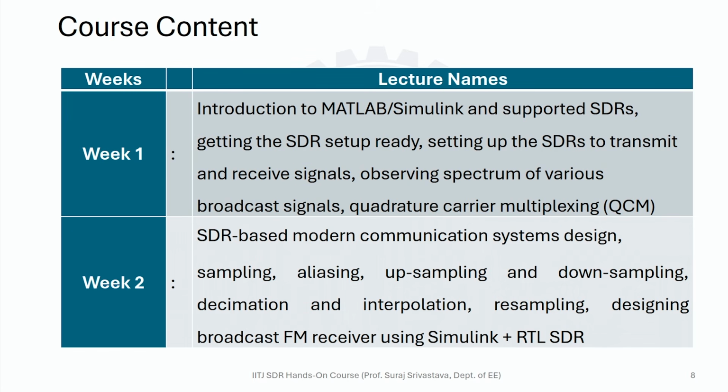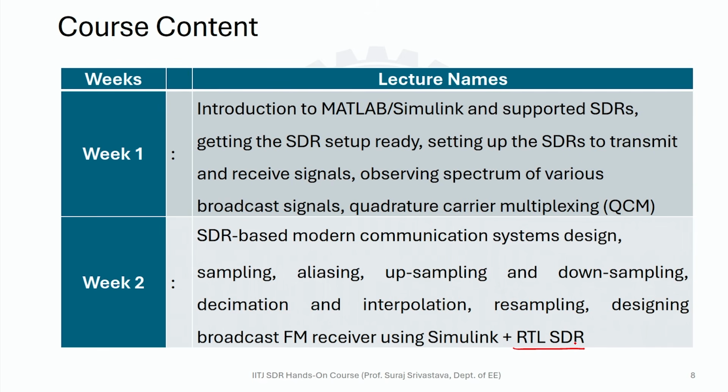And with the help of all these fundamental DSP concepts, sampling, upsampling, downsampling, decimation, interpolation, we'll see a design of an FM broadcast receiver using Simulink and RTL SDR. As I mentioned, this RTL SDR is a receive only SDR. So it can only receive signals. It does not have a transmit port, so it cannot transmit. We can use it for receiving any broadcast signal.